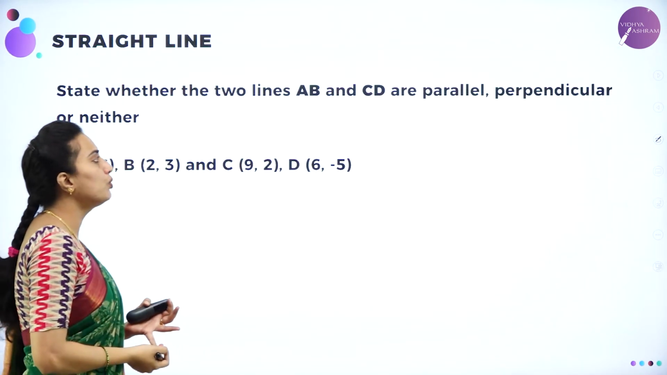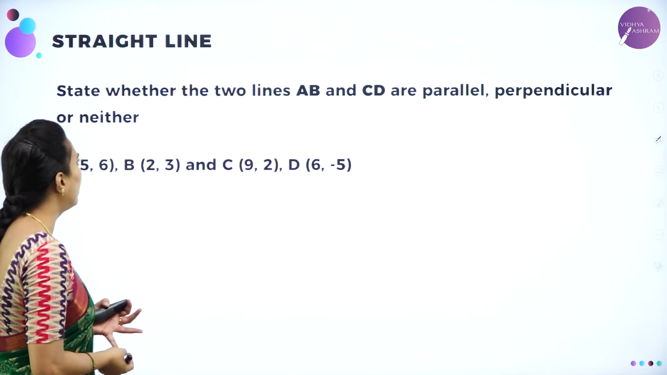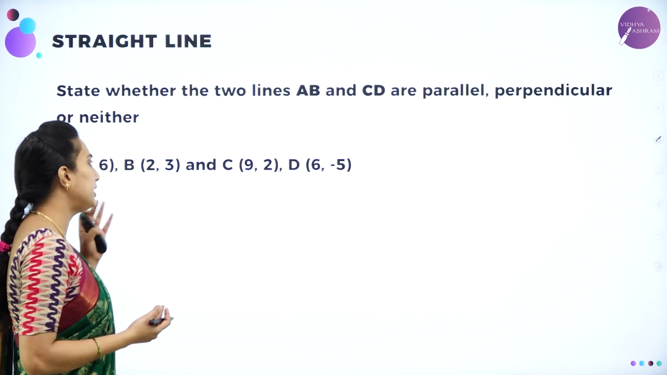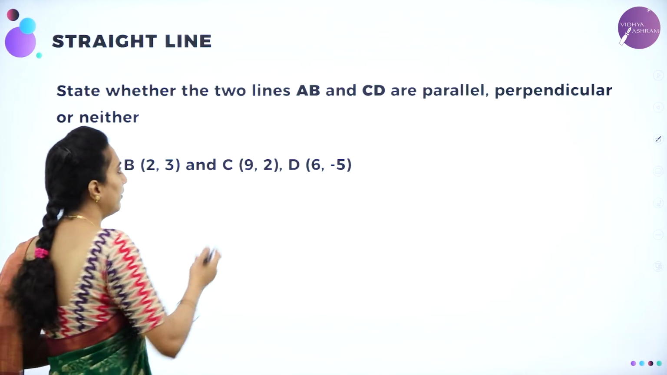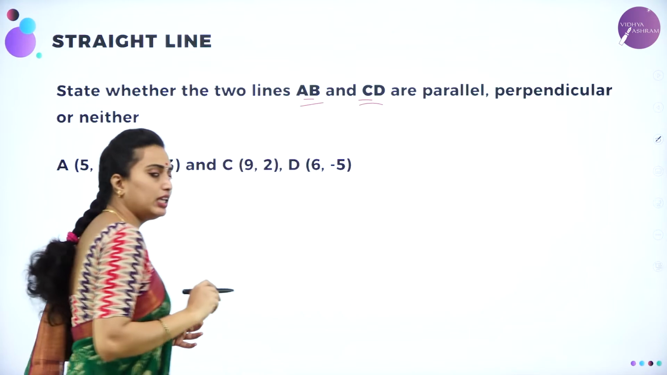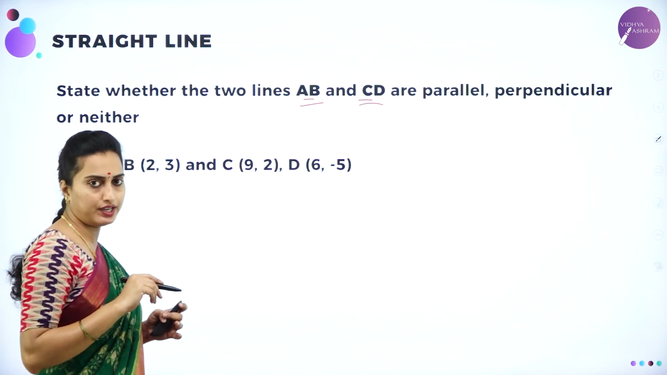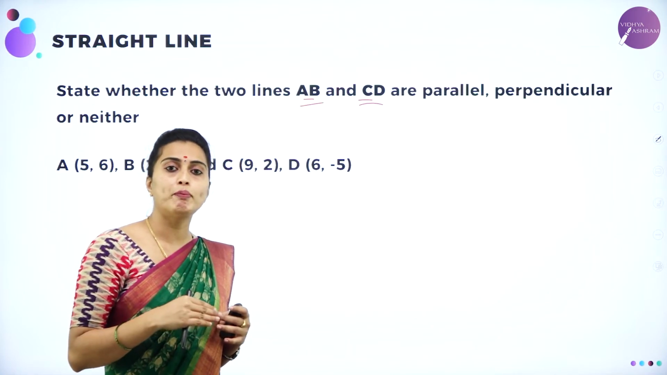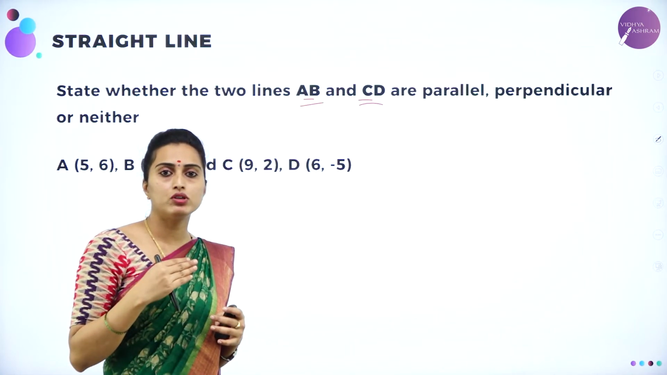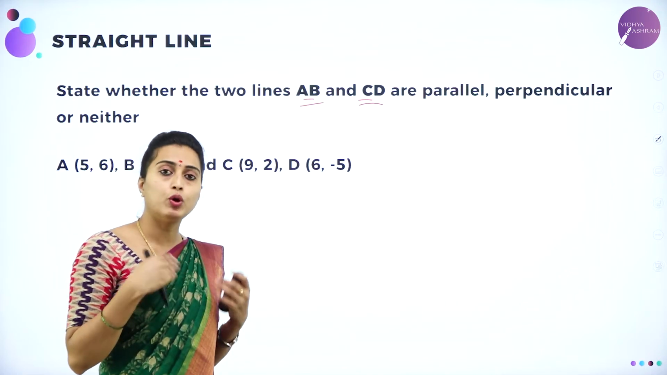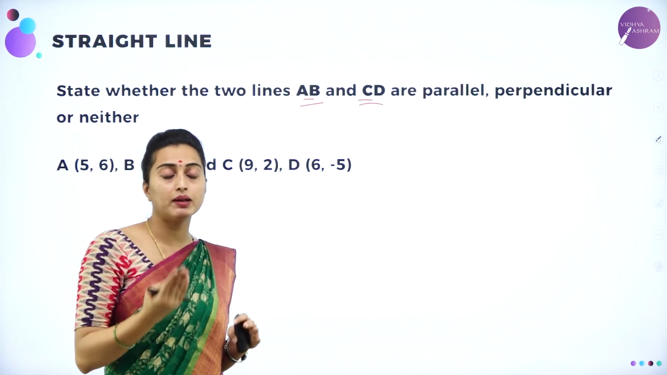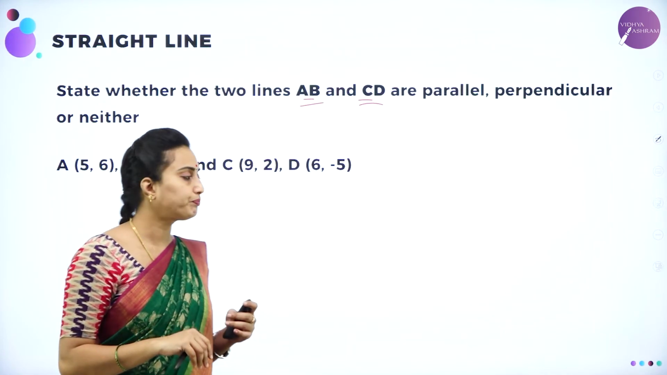State whether the two lines AB and CD are parallel, perpendicular or neither of them. So we need to find out the slope of AB and the slope of CD, because they have asked to find whether these lines are parallel or perpendicular. Parallel means slopes will be equal, that is M1 equal to M2. Perpendicular means M1 dot M2 is equal to -1. Neither of them means the lines are neither parallel nor perpendicular.